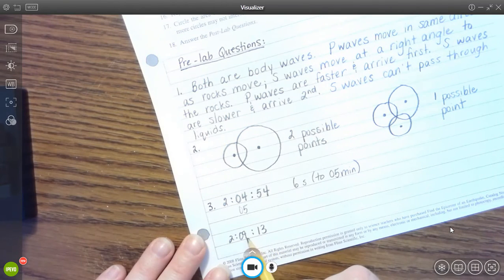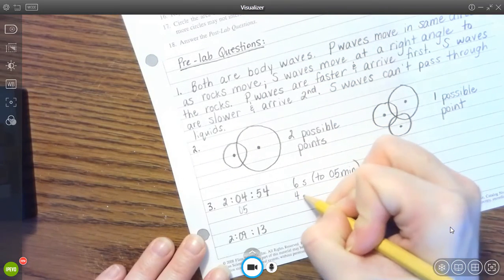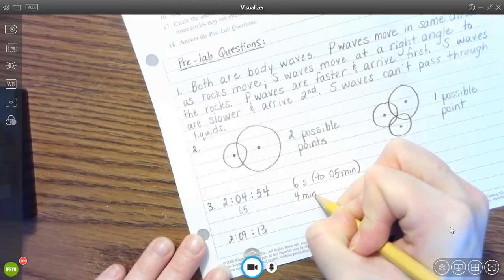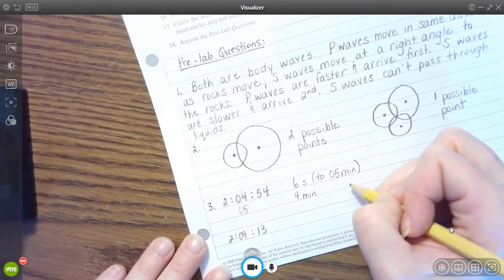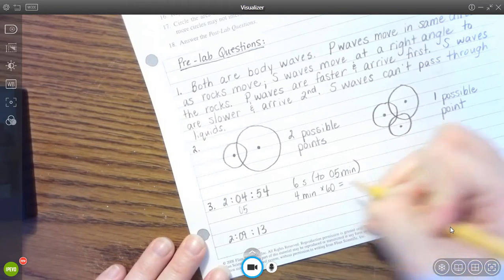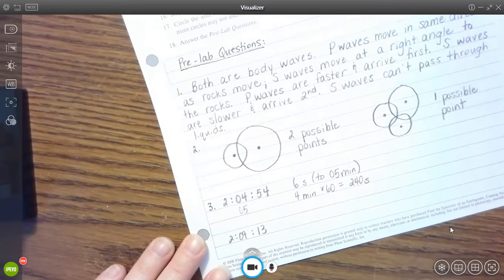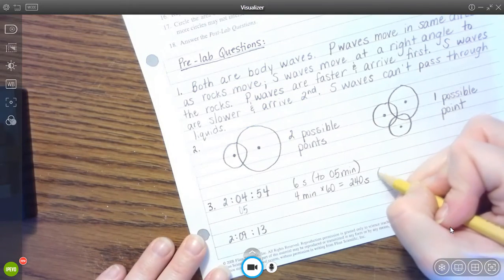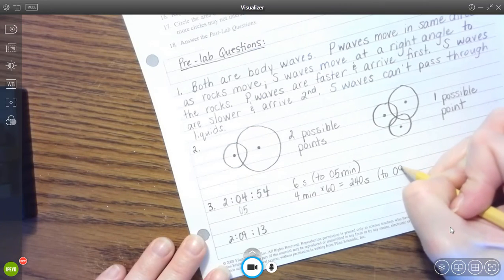Okay, and then if I was at 2:05, how many minutes would I need to get to 2:09? 9 minus 5 is 4, so there's 4 minutes in between. 4 minutes, and we're going to have to add these together eventually, so I'm going to put this in seconds. There's 60 seconds in a minute, so 4 minutes times 60 seconds each is equal to 240 seconds. And remember, that's the time that it takes me to get to 2:09.